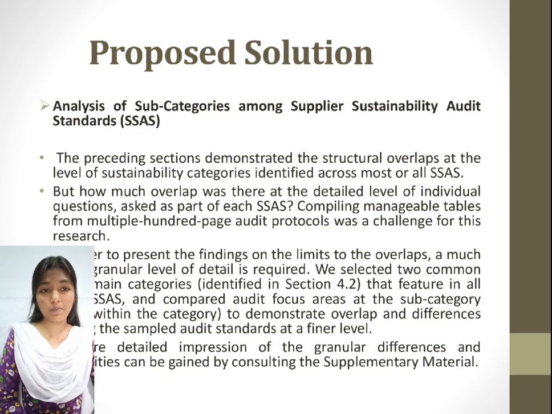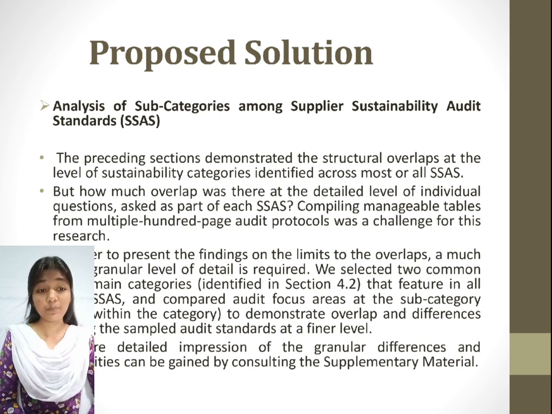Next topic is proposed solution based on analysis of subcategories among supplier sustainability audit standards, that is SAAS. The preceding sections demonstrated the structural overlaps of sustainability categories identified across most of the SAAS, but how much overlap was there at the detailed level of individual questions asked as part of each SAAS? Compiling management tables from multiple 100-page audit protocols was a challenge for this research. In order to present the findings on the limits to the overlaps, a much more granular level of detail is required. A more detailed impression of the granular differences and similarities can be gained by consulting the supplementary material.